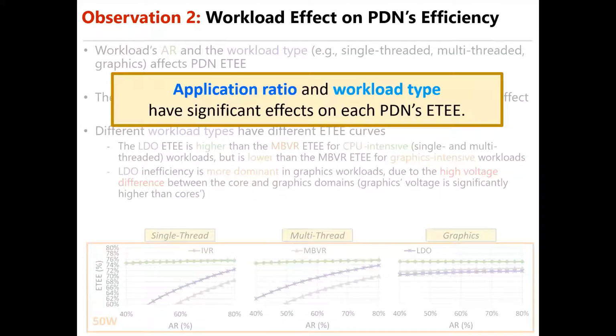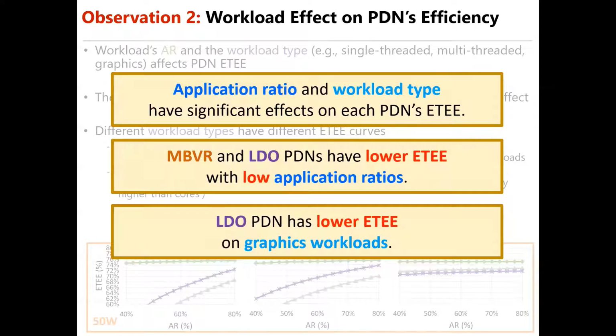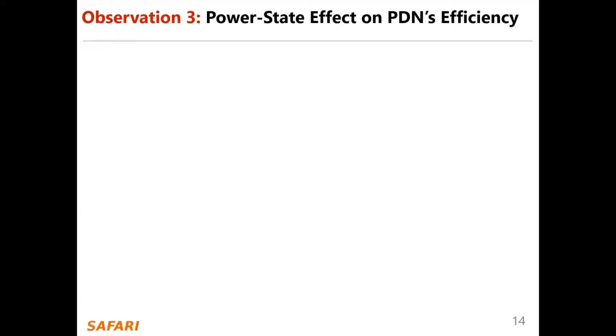We conclude that application ratio and workload type have significant effect on PDN's end-to-end efficiency. MBVR and LDO PDNs have lower end-to-end efficiency with lower application ratio. LDO PDN has lower end-to-end efficiency on graphics workloads. Our last observation is about the power state effect on PDN's efficiency.